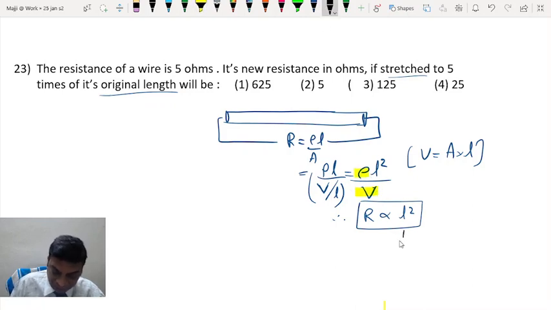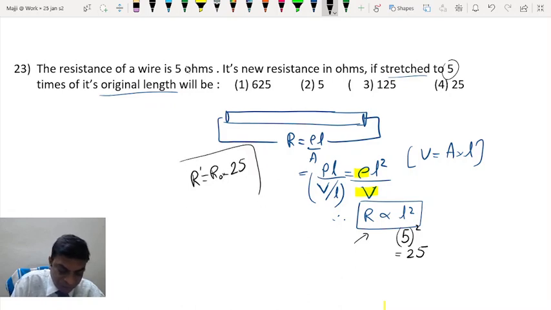So let us find the factor of change for R by putting the factor of change of L here. L has been increased to 5 times, so the factor of change for L is 5. So the factor of change for R will be 25. So the new resistance is equal to original resistance multiplied by factor of change. Since the original resistance is 5, substituting the value, you get 125 ohm as the answer. So correct option is the third option.